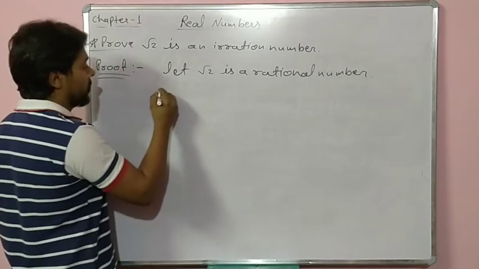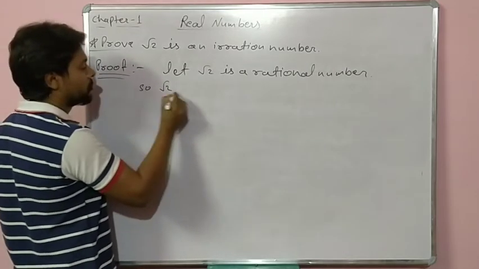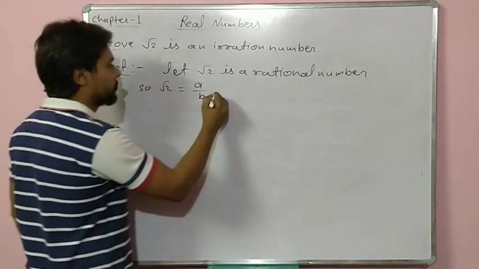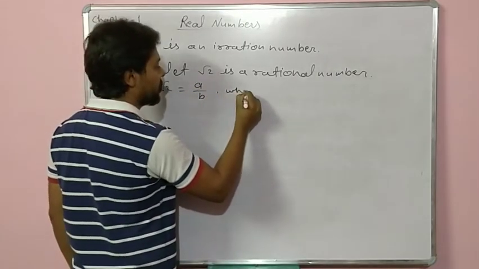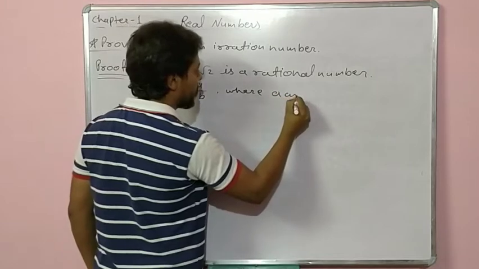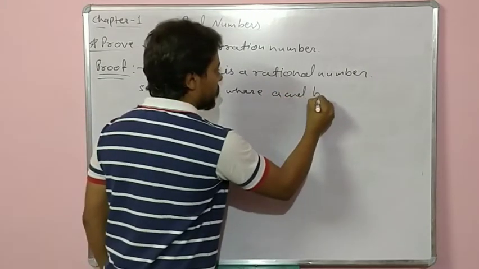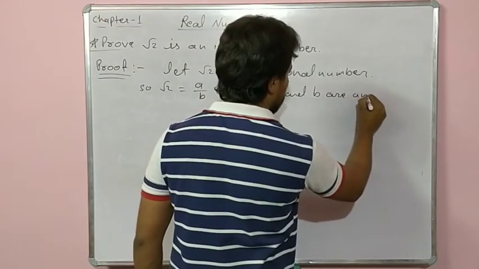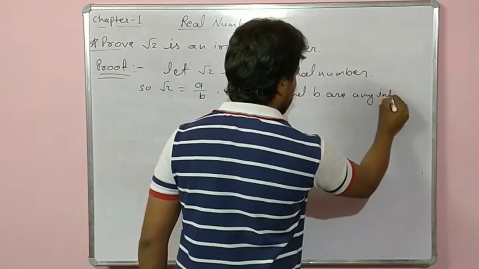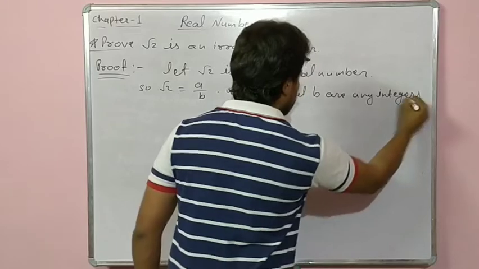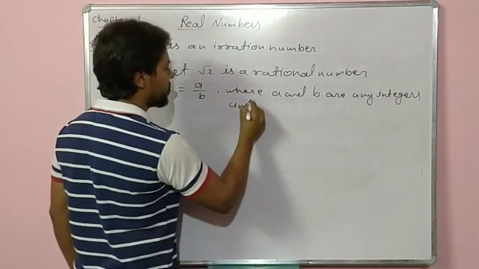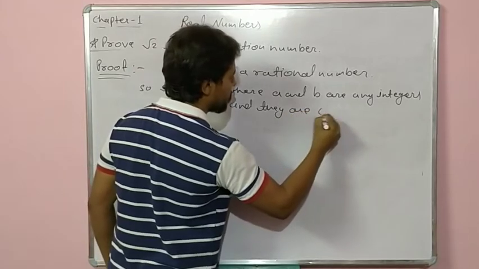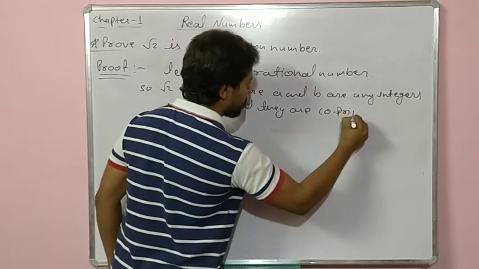So root 2 can be represented as A upon B, where A and B are any integers and they are co-primes.